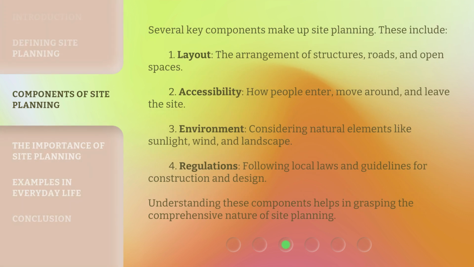Several key components make up site planning. These include: 1. Layout. The arrangement of structures, roads, and open spaces. 2. Accessibility. How people enter, move around, and leave the site. 3. Environment. Considering natural elements like sunlight, wind, and landscape. 4. Regulations. Following local laws and guidelines for construction and design. Understanding these components helps in grasping the comprehensive nature of site planning.